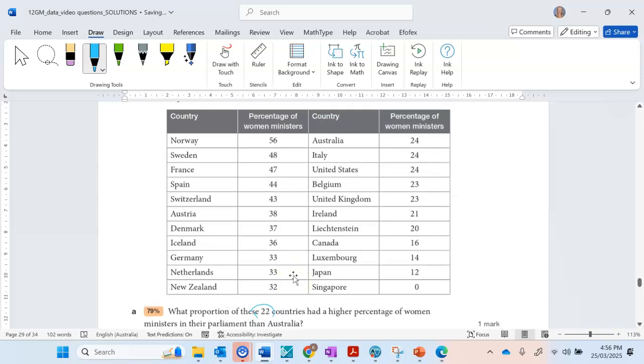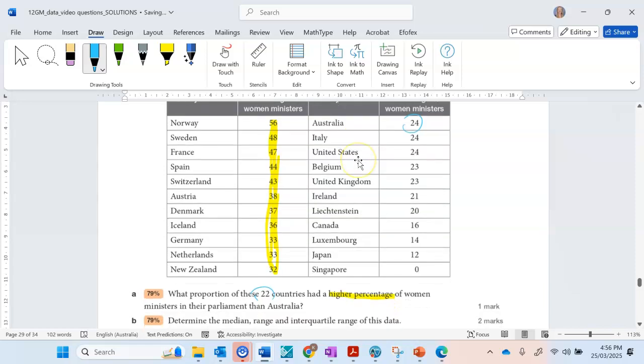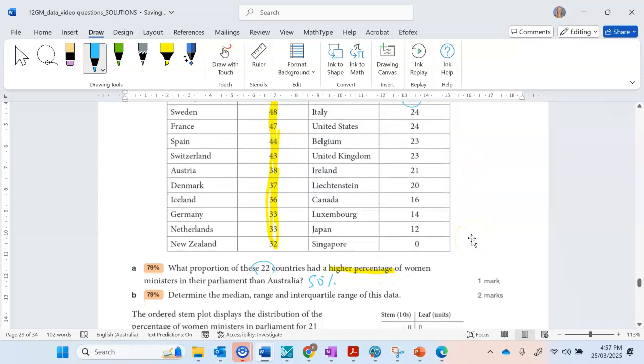So where is Australia? Okay, so we've got 24. So how many are higher than 24? Let's have a look. And it's had a higher, so it's not the same, it has to be higher. So we've got 1, 2, oh, it's in order, which makes it easier. All right, so there's 11. 11 here. And we can also see, because we're doing a percentage, that's half, and half as a percentage is 50%. Right, so we don't even really have to do much more than that. That was easy to see.